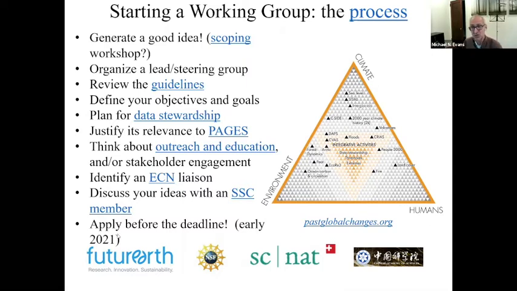There's usually two application deadlines per year so that we can consider the applications at two meetings of the executive committee of the PAGES SSC, which happen in the fall, usually like November, and also in March, April, sometimes as late as May. So that's the process. And again, I've tried to link pieces of that into the PAGES web pages that will give you more information about what that might look like.